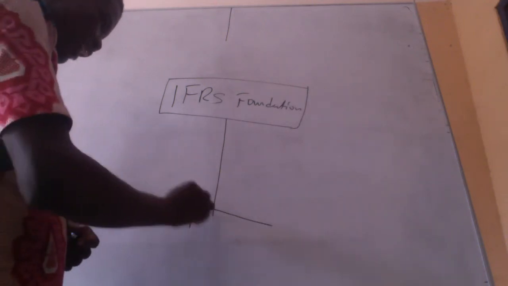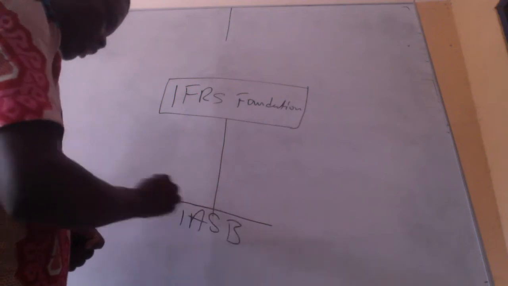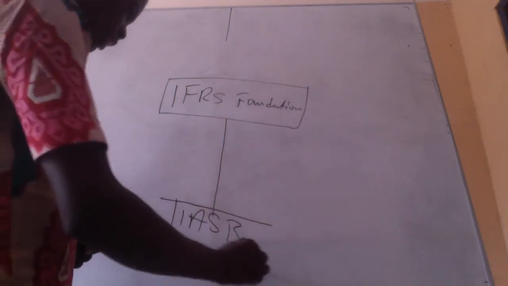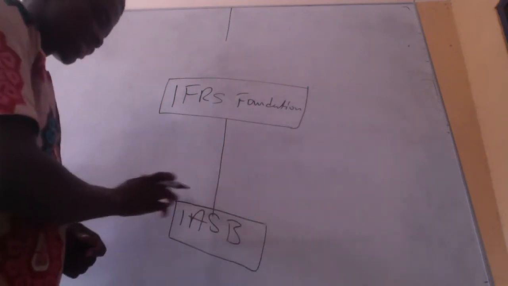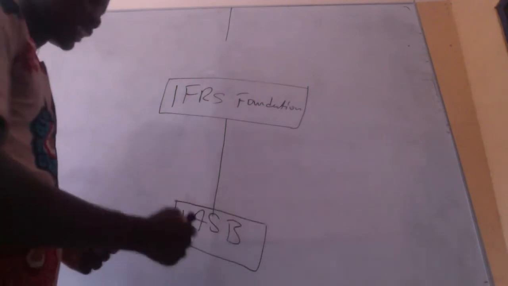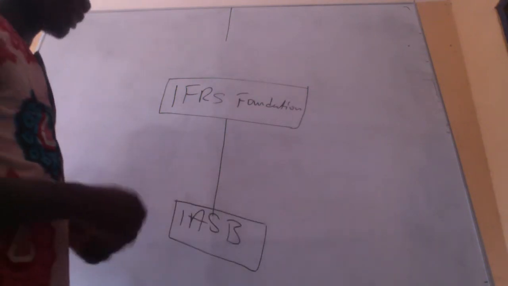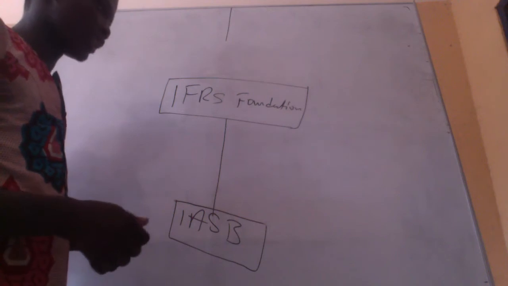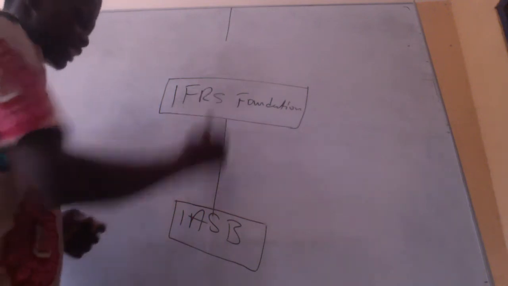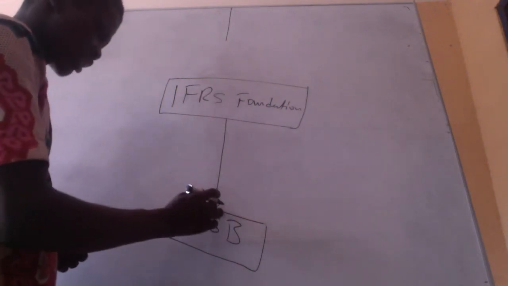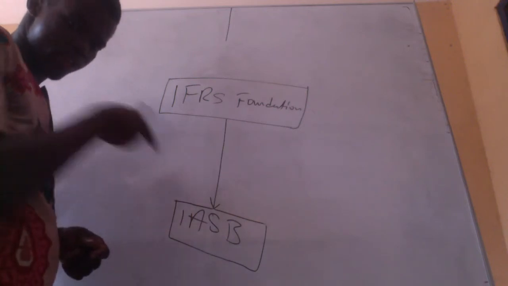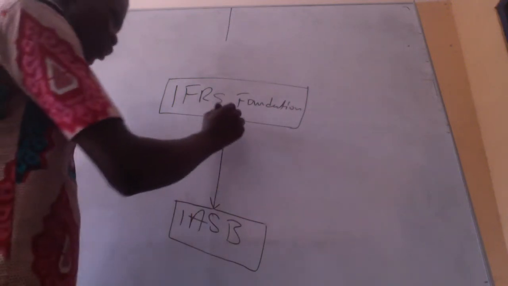So that's the IASB. That's the board, the International Accounting Standard Board. Formerly, it was a council. I'll explain why it was a council formerly. So, in fact, the board has what?